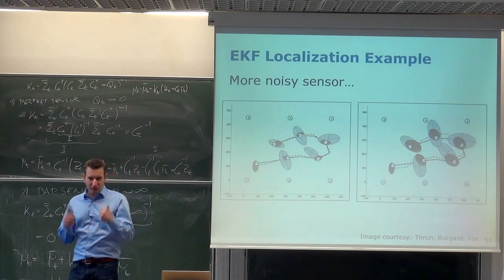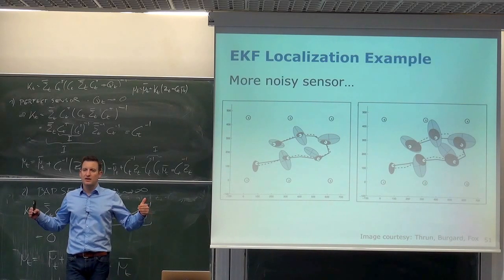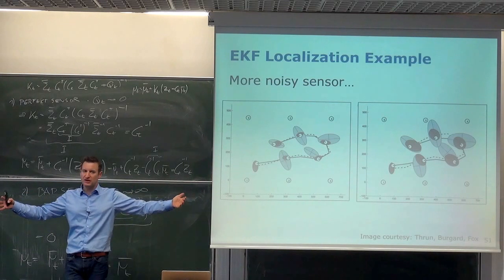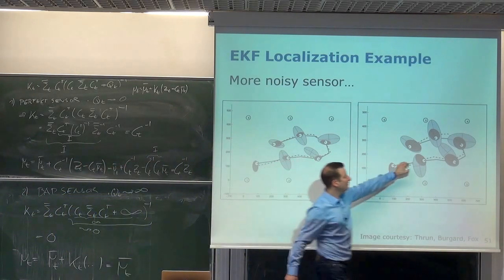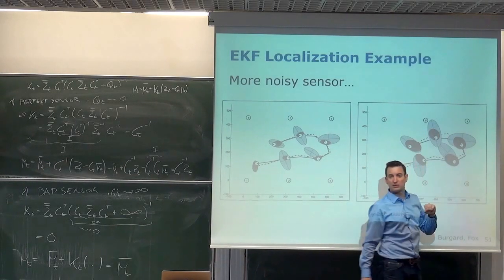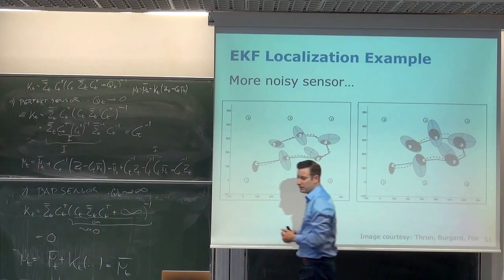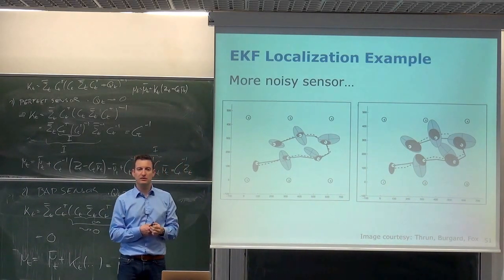Exactly. So always the belief at time t minus 1 is already more uncertain. And the motion just adds uncertainty to this uncertainty. And therefore also the prediction gets more uncertain. That's exactly right. So therefore all the covariance matrices here are larger. Because with a more noisy sensor I cannot nail down the estimate as good as I could do it before. Okay?